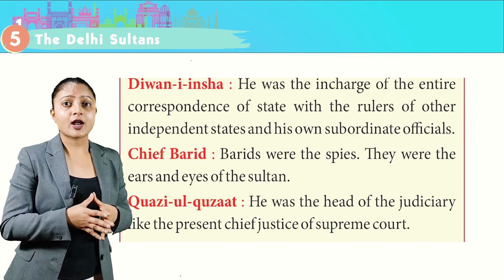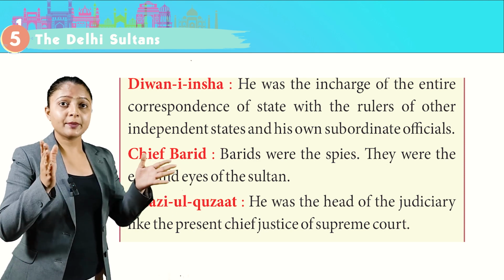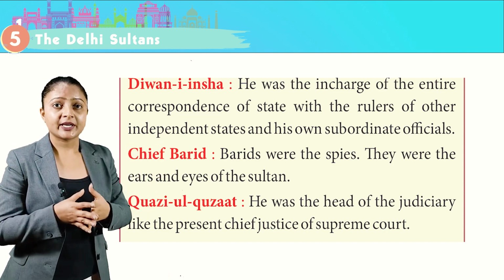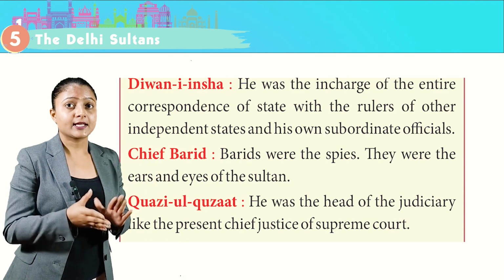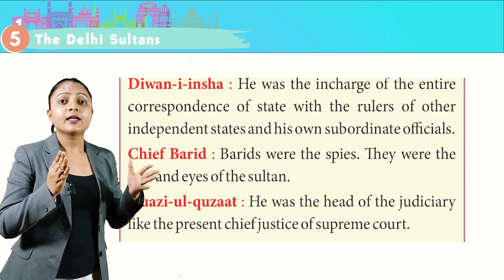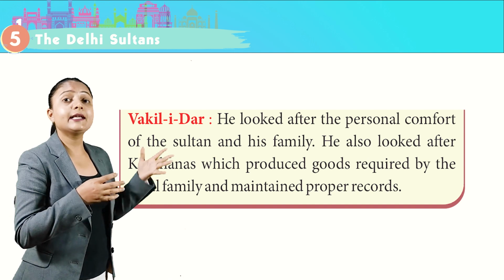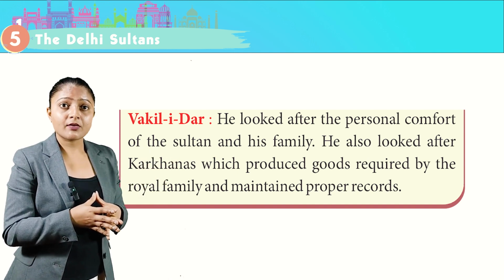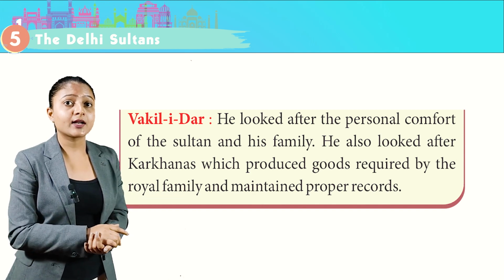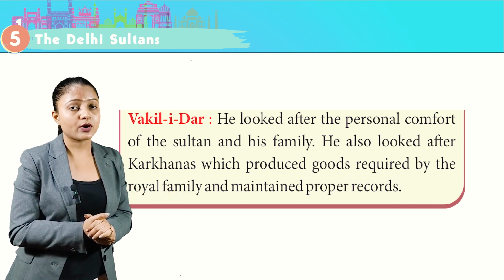Diwan-e-Insha. He was in charge of the entire correspondence of state with the rulers of other independent states and his own subordinate officials. Chief Barid. Barids were the spies. They were the ears and eyes of the Sultan. Qazi-ul-Quzat. He was the head of the judiciary like the present Chief Justice of Supreme Court. Wakil-i-Dar. He looked after the personal comfort of the Sultan and his family. He also looked after the karkhanas which produced goods required by the royal family and maintained proper records.